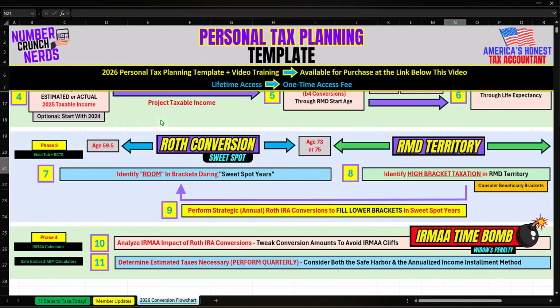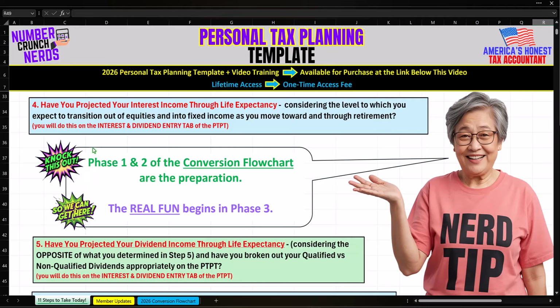We start doing our analysis of the room in the brackets right here and the high bracket taxation over here in RMD territory. And then we perform our strategic annual Roth IRA conversions to fill those lower brackets in the sweet spot years. So right now is the perfect time to get phase 1 and phase 2 knocked out so that we can get down here to phase 3 where the real fun of Roth conversion planning will begin.